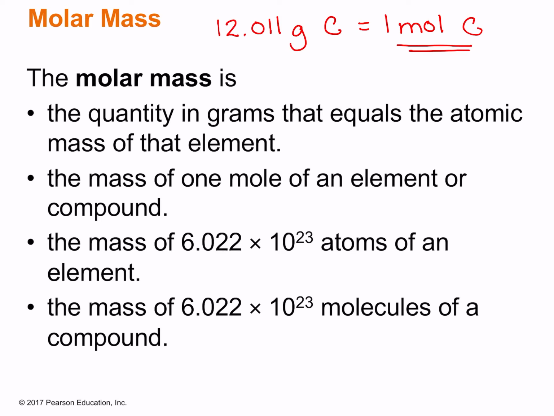So the molar mass is the quantity in grams that equals the atomic mass of that element. And the mass can be of 1 mole of any element or compound, just depending on what you're looking at. This will be the mass of 6.022 times 10 to the 23rd atoms, right, which is also 1 mole. And so that can be of an element or it can be of a compound, either way.